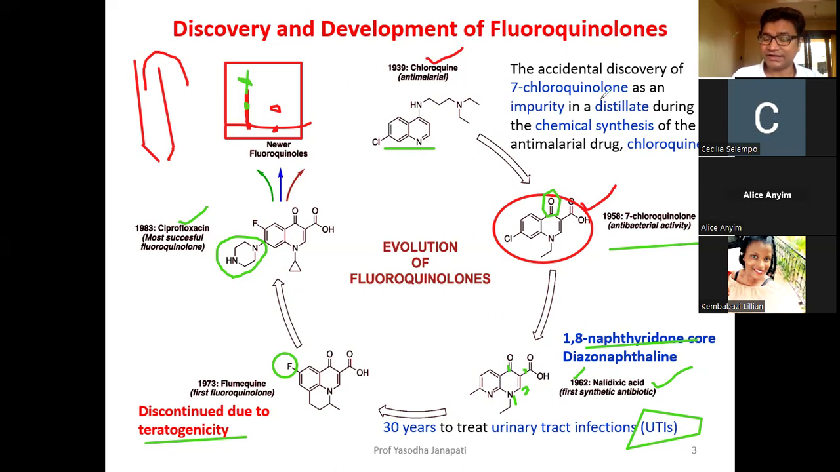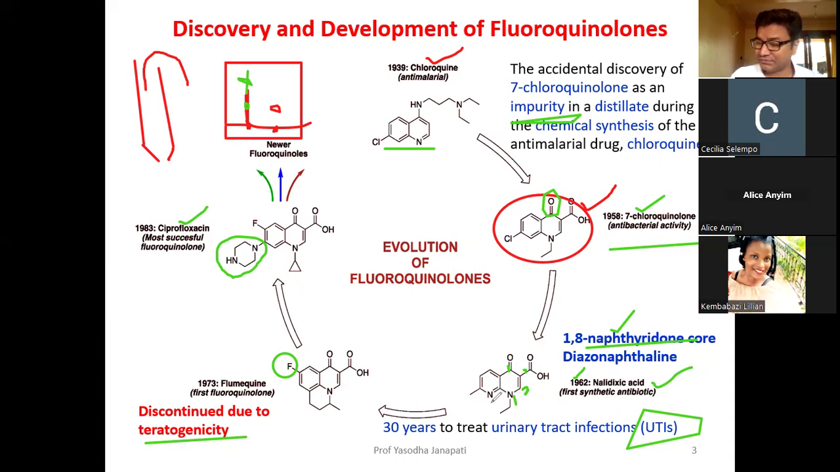It was accidentally discovered. Which one? 7-chloroquinolone was an impurity or a byproduct, which was isolated with the help of column chromatography, and they checked that byproduct for activity. Then one by one we got the naphthyridine nucleus, of which one drug is nalidixic acid. Then they again went back to quinolone derivatives.